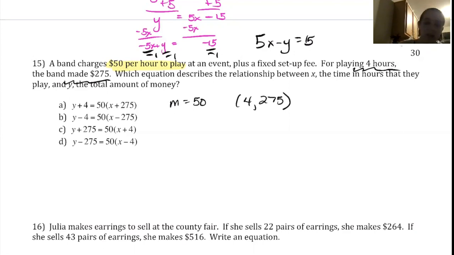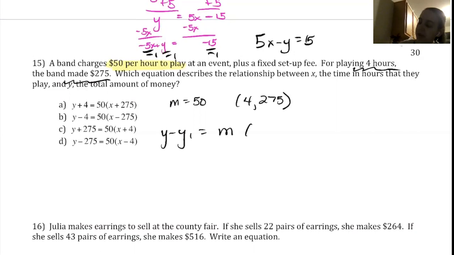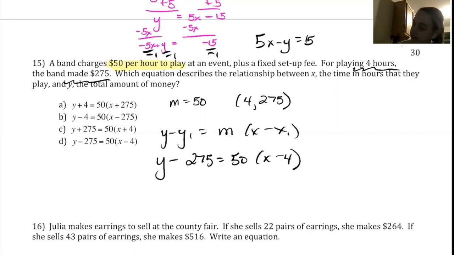So if you look, these are all in point slope form. So y minus y1 equals m times x minus x1. So y minus 275 is equal to 50 times x minus 4. And that is letter D.